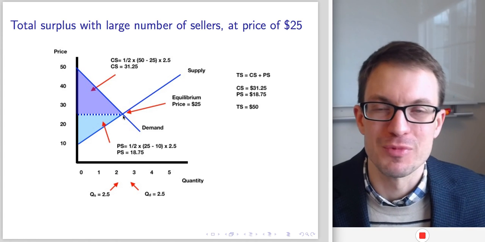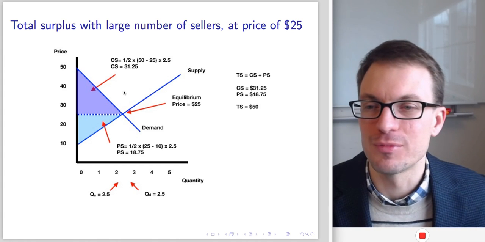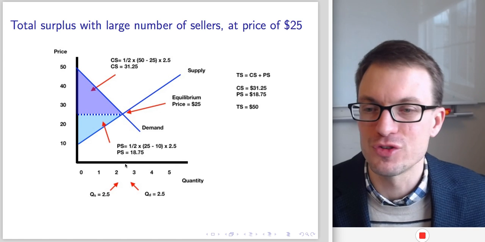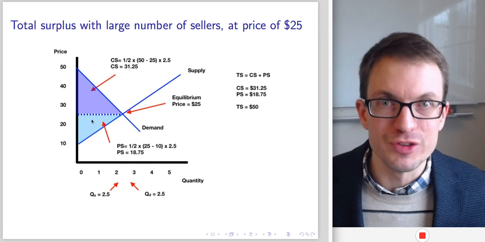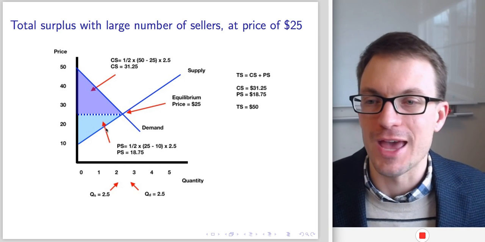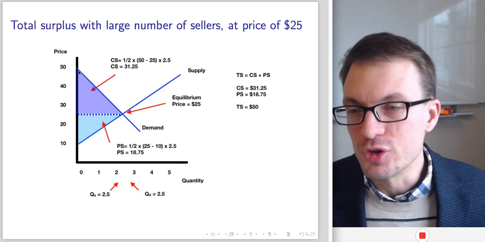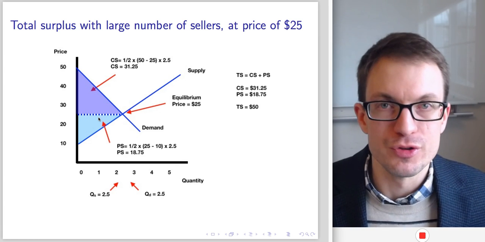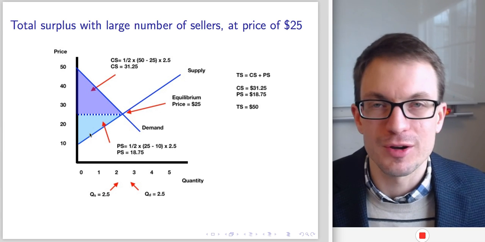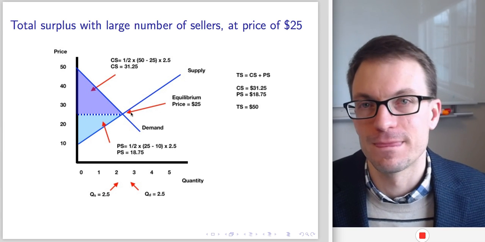Then we're in equilibrium. So total surplus is going to correspond to the area to the left of 2.5 and between the demand curve and the supply curve. Total surplus is always going to be between the demand curve and the supply curve. Consumer surplus is always the area under demand above the market price. Producer surplus is always the area under the market price above supply. Okay.